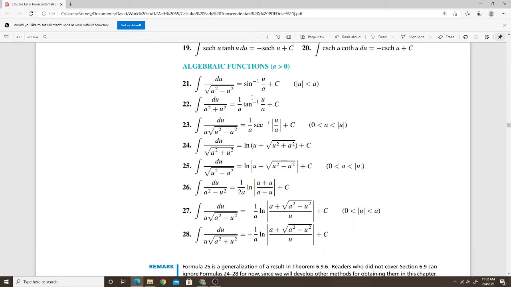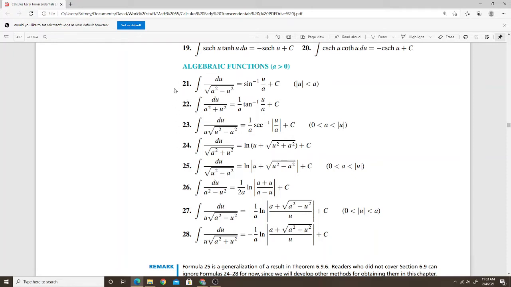inverse trig functions. So we had sine inverse. So the format of a sine inverse is 1 over the square root of something squared minus your variable squared, right? For tangent inverse, it's 1 over something squared plus your variable squared. And then for secant inverse, we had 1 over your variable times the square root of your variable squared minus something squared. Now, in addition to that, these other formulas, 24 through 28, these also came from 6.9, right?